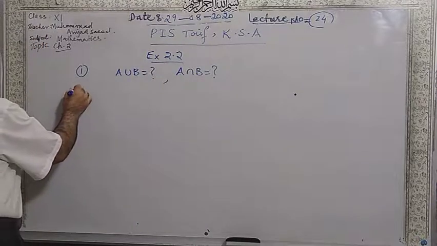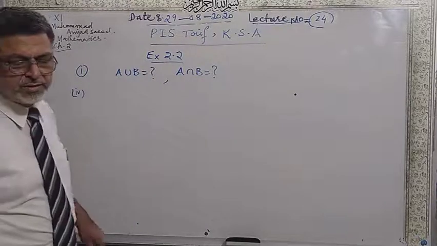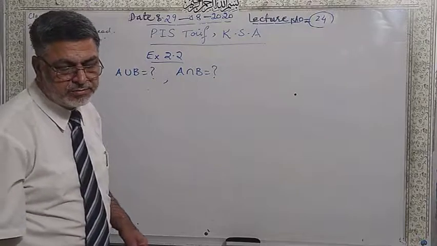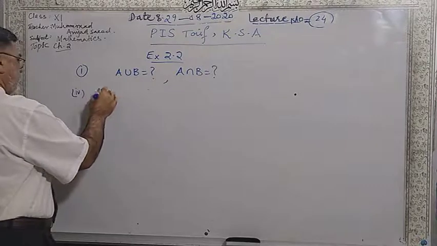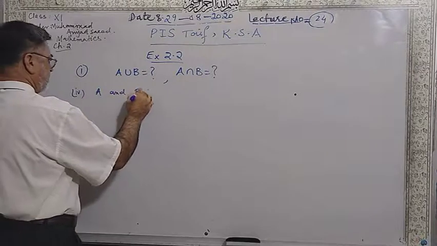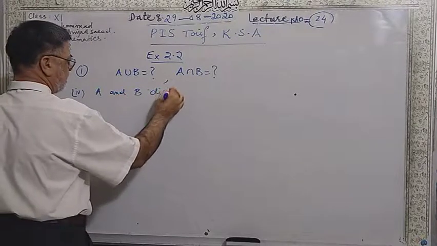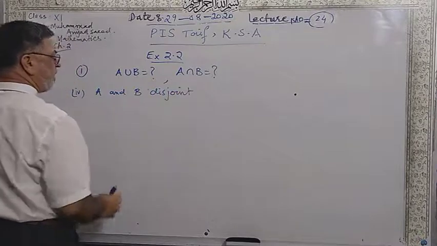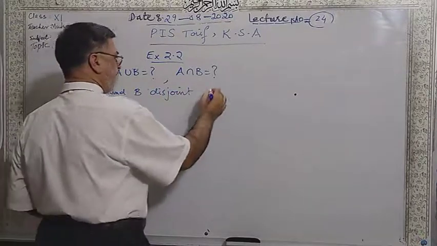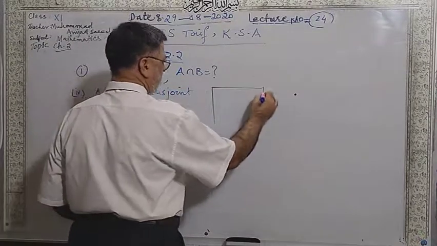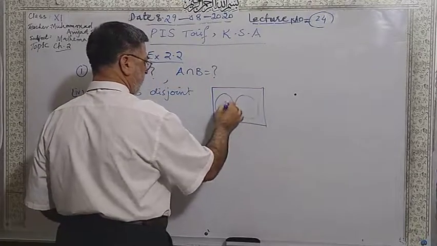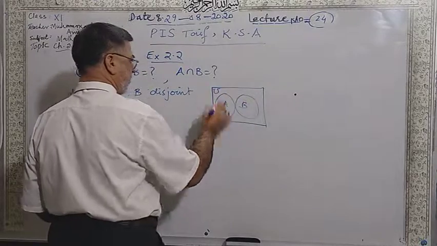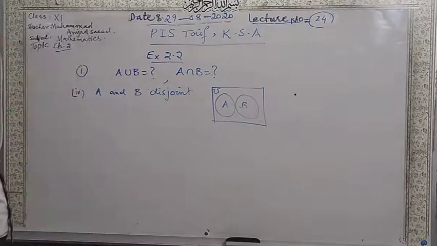Point number 4. A and B are disjoint. If A and B are disjoint, then their Venn diagram will be like this. A and B, this is the universal set. They are disjoint sets.